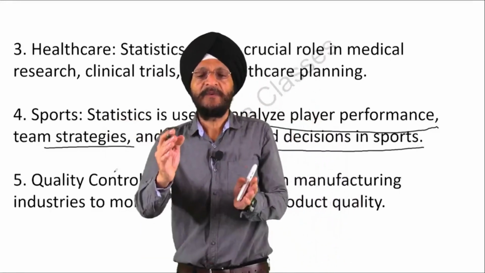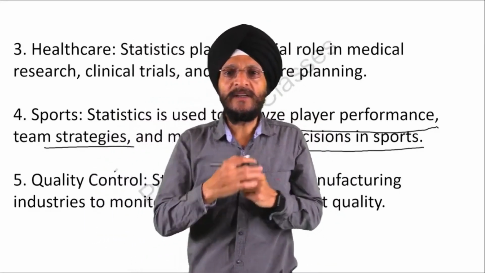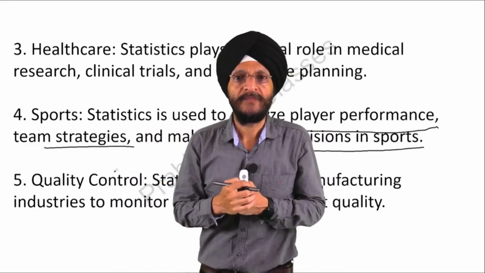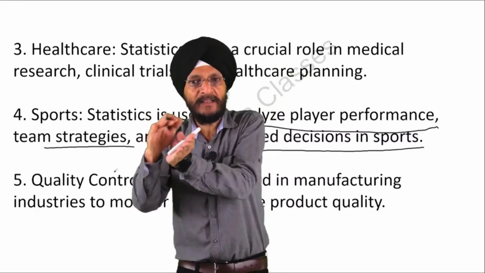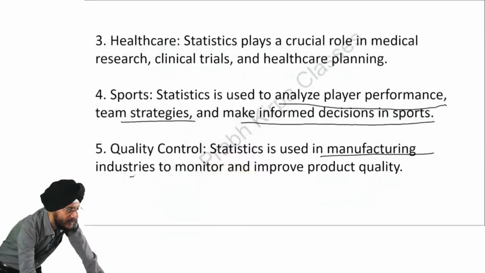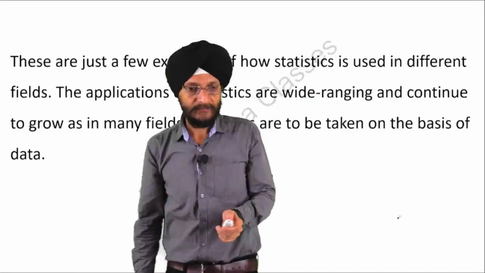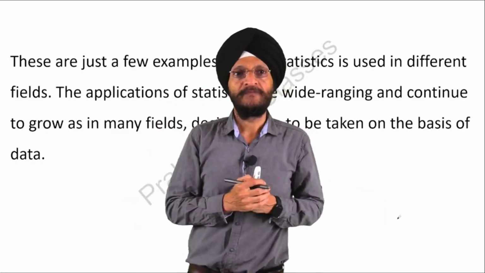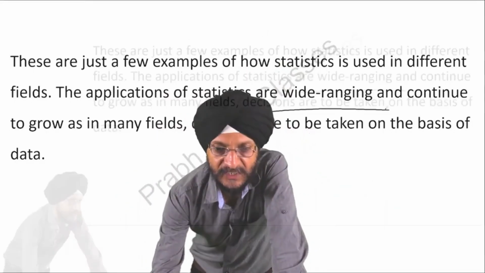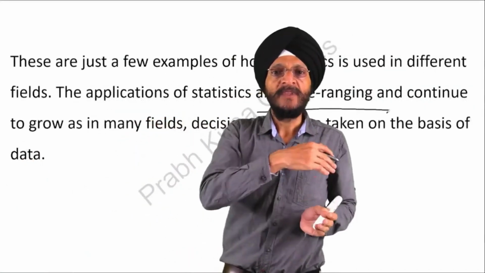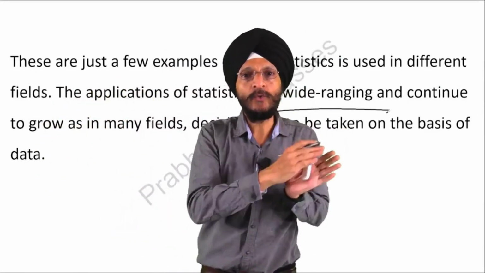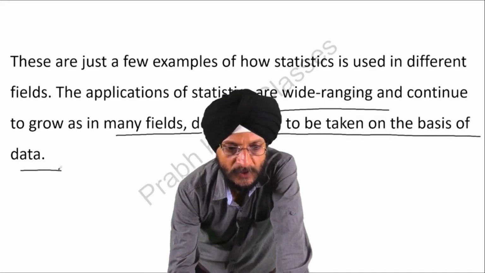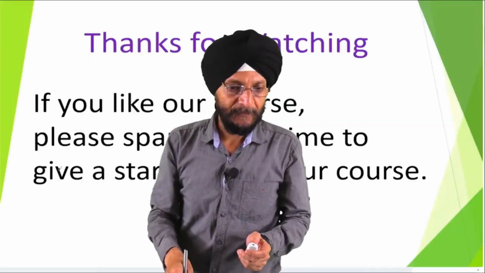Quality control. If we are selling a particular brand of product and we are daily receiving many complaints regarding its side effects, what will we have to do? We will do quality control. It is only on the basis of the statistics that we have decided to take this step. Statistics is used in manufacturing industries to monitor and improve product quality. These are only a few examples of how statistics is used in different fields. The applications of statistics are wide ranging. That is, we use the data or the statistics in different spheres of life, and the usage of statistics is growing as in many fields decisions are to be taken on the basis of the data which has been placed before them.